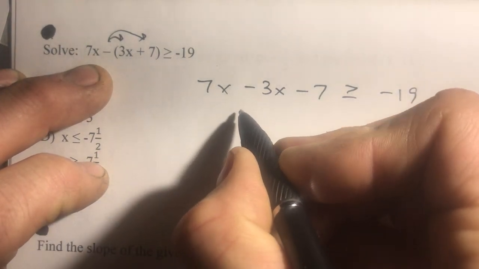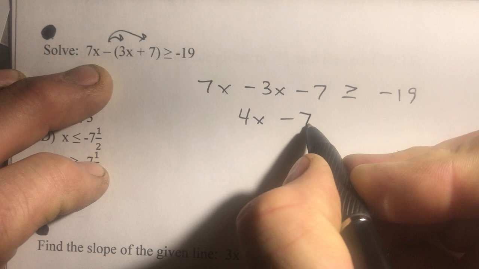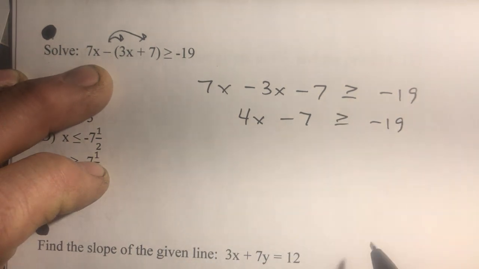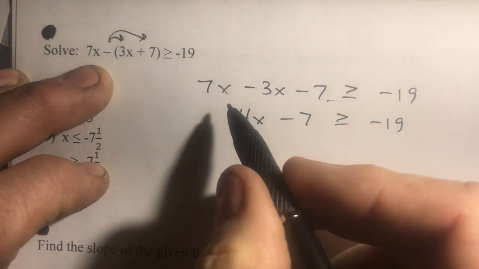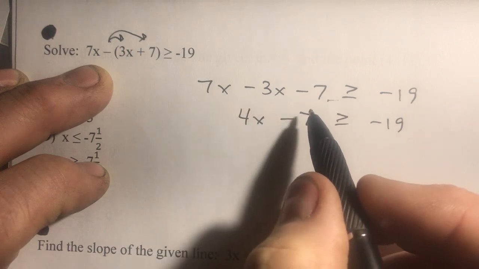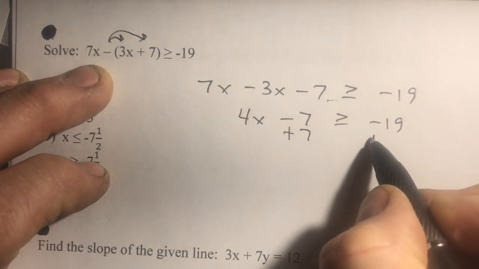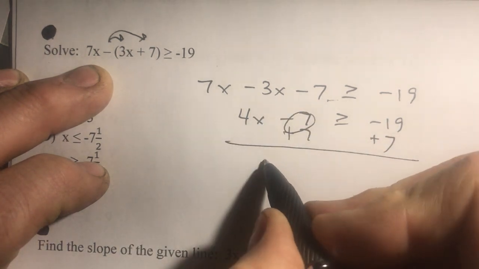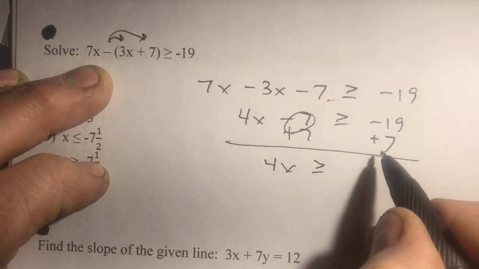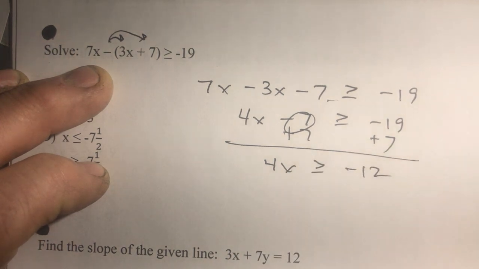Now I've got like terms, which means I'm going to have 4x minus 7 greater than or equal to negative 19 when I add my like terms together. Okay, now I'm going to add 7 to both sides to get rid of my 7, which is going to give me 4x greater than or equal to negative 12.